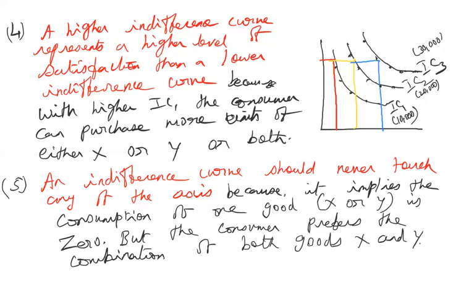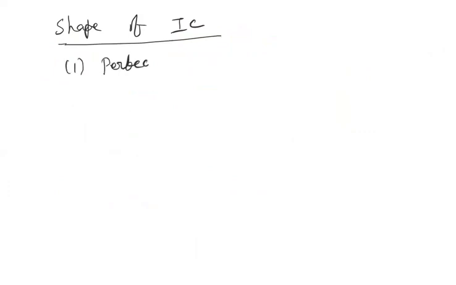So these are all the properties of indifference curve. I just want to mention the shape of the indifference curve. So one situation is if two goods are perfect substitutes, and another is if two goods are perfect complements. See, this is quite important for the students who are preparing for CPT.